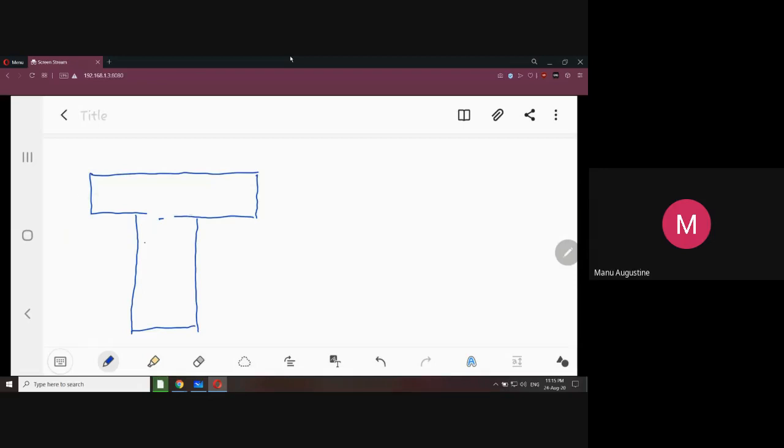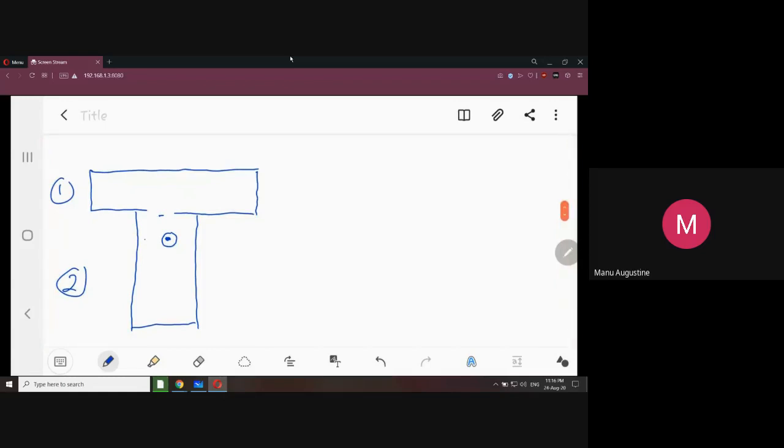We are calling this area number 1. We are calling this area number 2. And this is the location of your centroid. This side is 8, this side is 2, this side is 2, and this side is 10. So area number 1 and area number 2 are already in our hands.